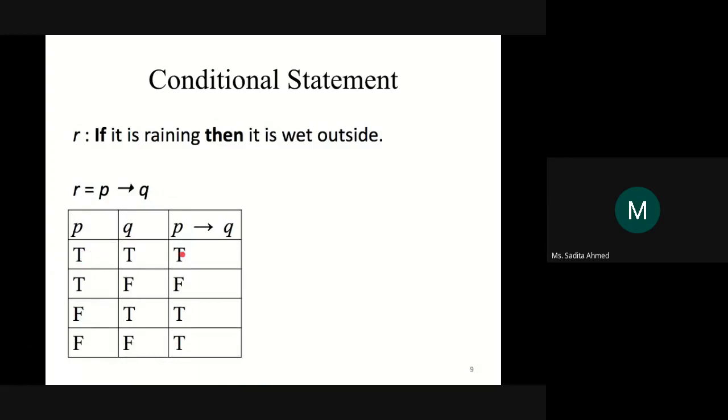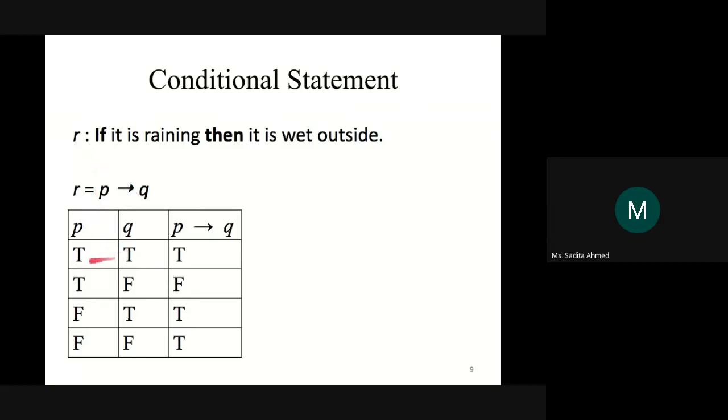Why is that? Because this combination satisfies the condition. This is a conditional statement. If-then is a condition, right? So if P is true, then Q is true. That is the condition: if P is true, then Q has to be true. As long as this condition is satisfied, the output will be true, because that is our condition.